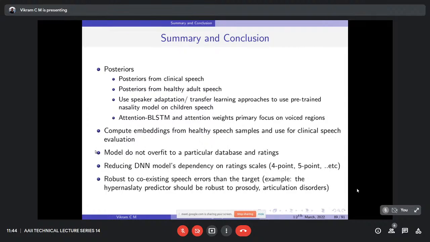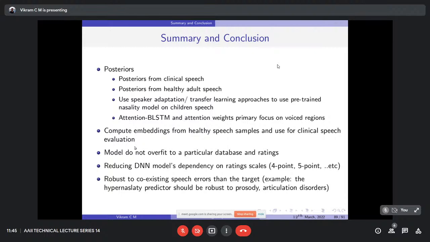As a summary of this pathological speech evaluation, I explained the different cases of clinical speech conditions and their physiological or anatomical defects. And as a case study, I showed the different posterior probability based approaches. One is the posterior from clean speech and the posterior from healthy adult speech. One more is the model transfer approach, and one more is the attention based approach. So I explained three different case studies here.